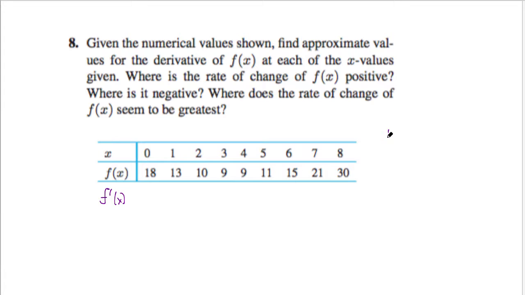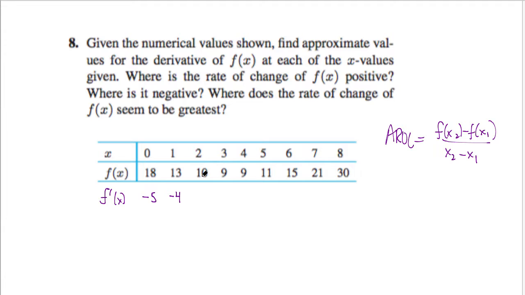So for instance, if we remember that average rate of change is going to be f of x2 minus f of x1 over x2 minus x1, then for my first point, I'm going to have an average rate of change somewhere close to -5. And that's just from saying 13 minus 18 over 1. For the next, this is -5 and this is -3. So my instantaneous rate of change, my f prime, is probably close to -4.